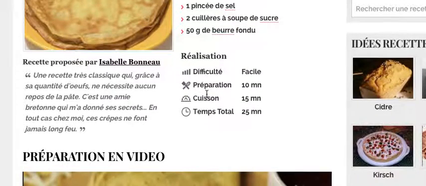It's not difficult at all. It takes 10 minutes to do it. Cooking it 15 minutes. It depends how many crepes you want to make. And total 25 minutes. I disagree. Because every time I make crepes, even for 4 persons, it takes longer than 15 minutes of cooking.